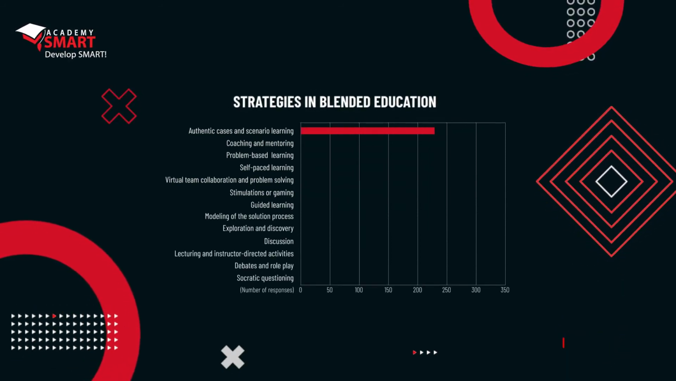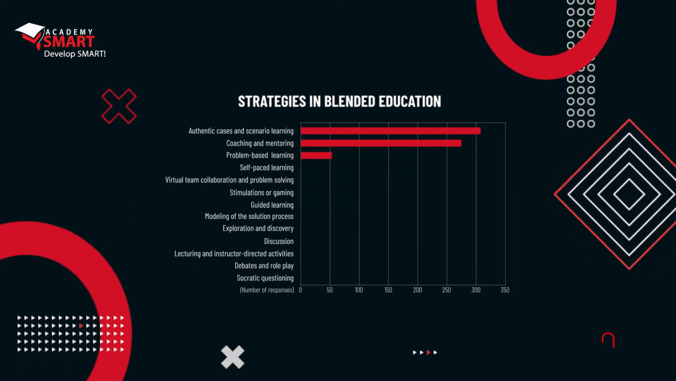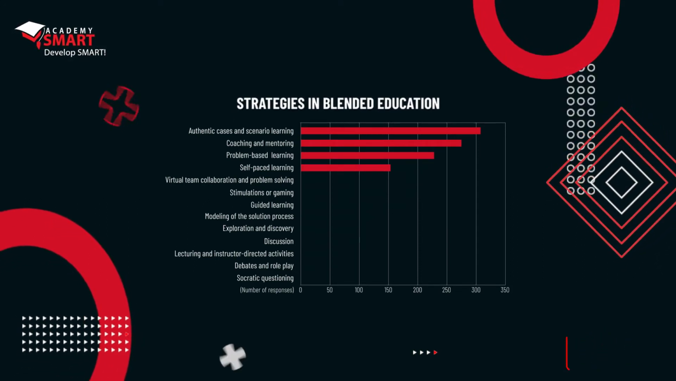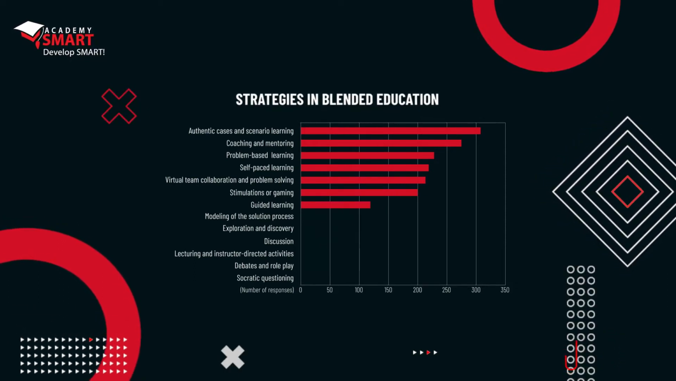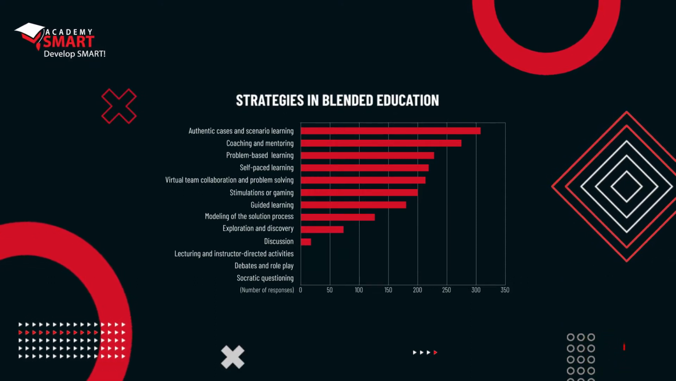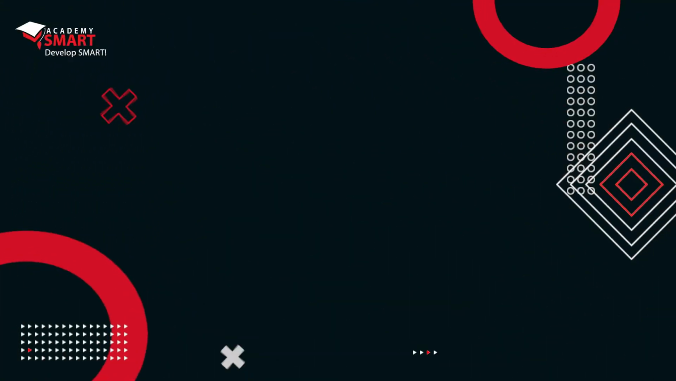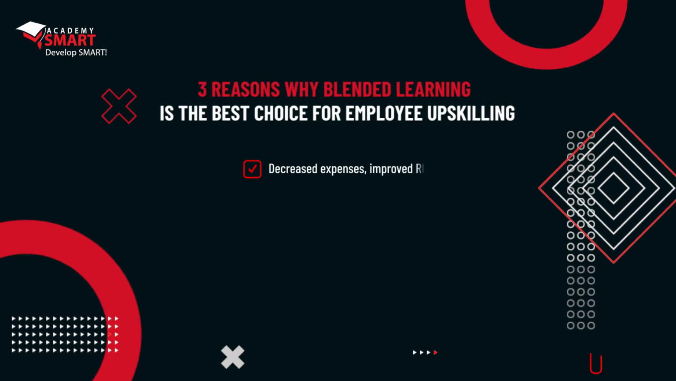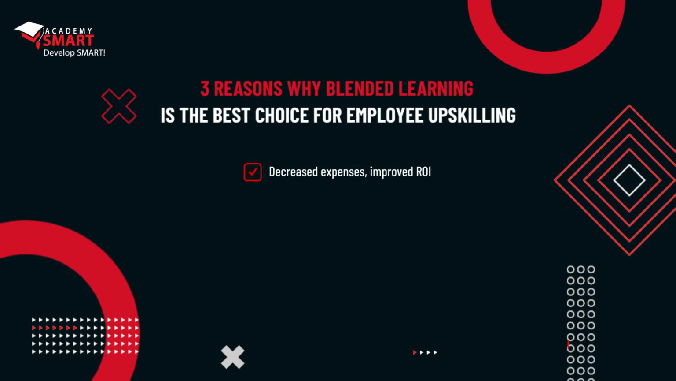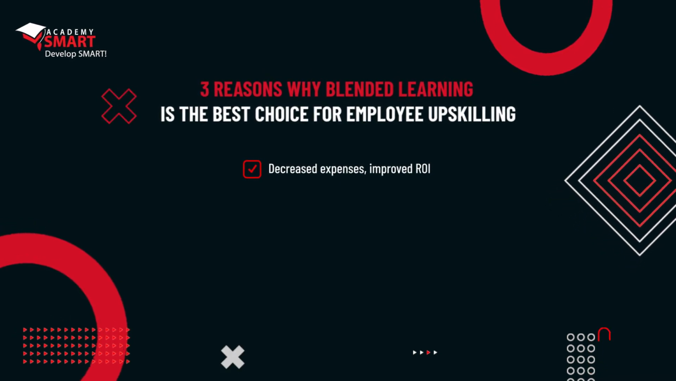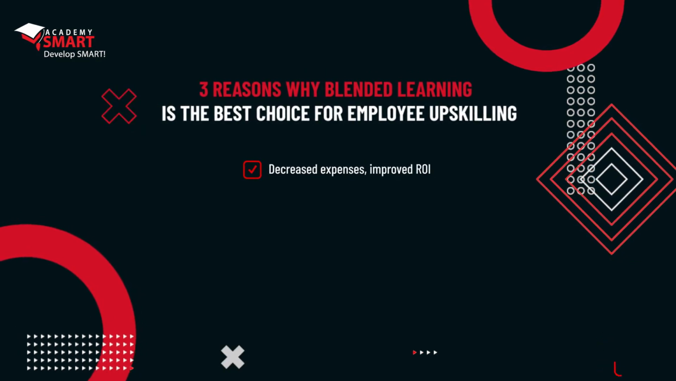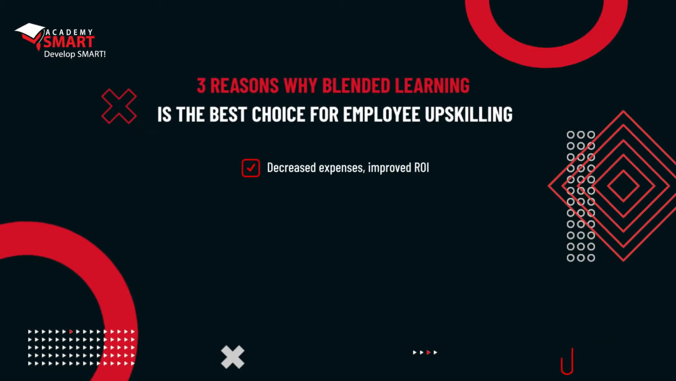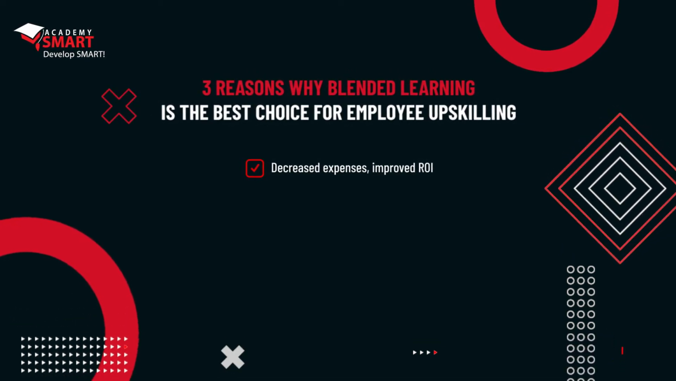These strategies are now trending in blended education: authentic cases and scenario learning, problem-based learning, coaching and mentoring, self-paced training, virtual team collaboration and problem-solving, simulations or gaming, and others. And now we will consider the 3 reasons why blended learning is the best choice for your employees' upskilling. Decreased expenses and improved return on investments. According to IBM research, nearly 40% of classroom training expenses go to commuting and lodging. Thus, removing the need to commute to get educated helps saving time and money, which results in greater productivity.